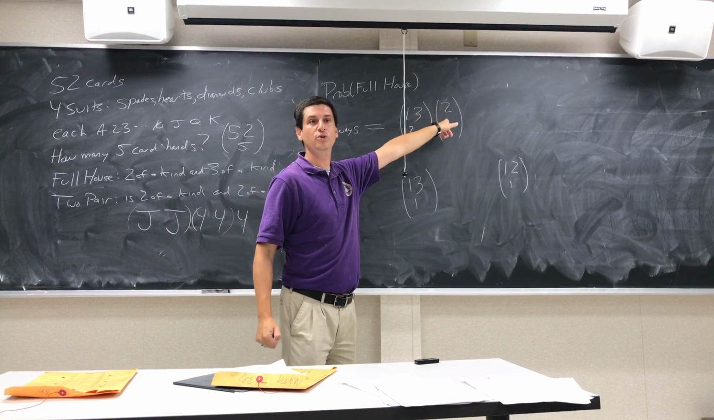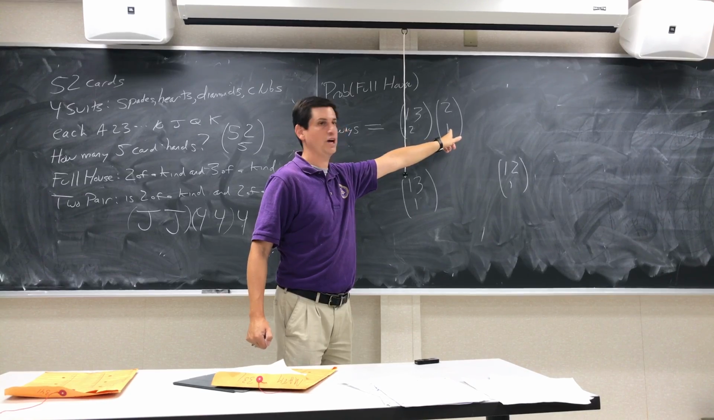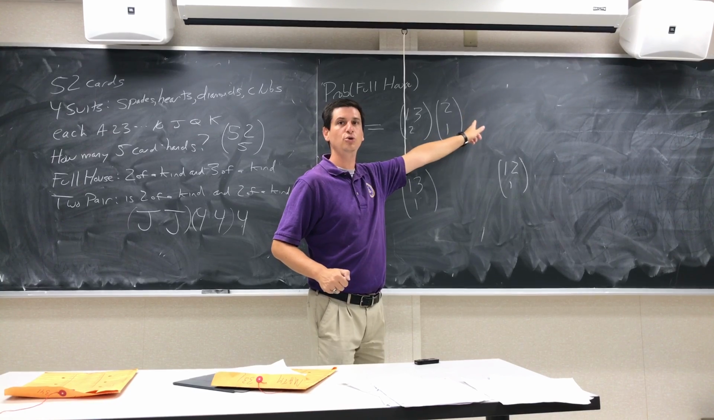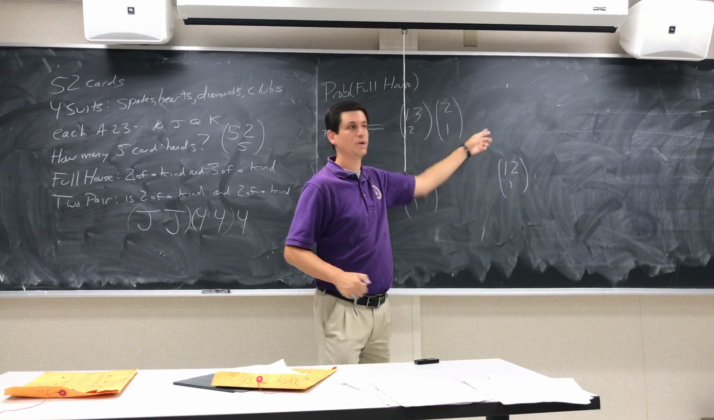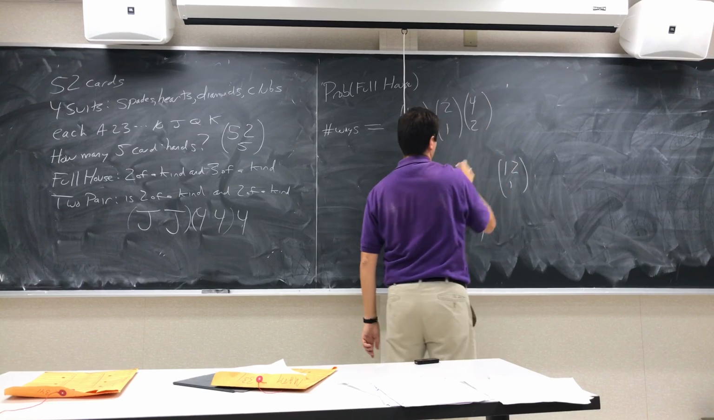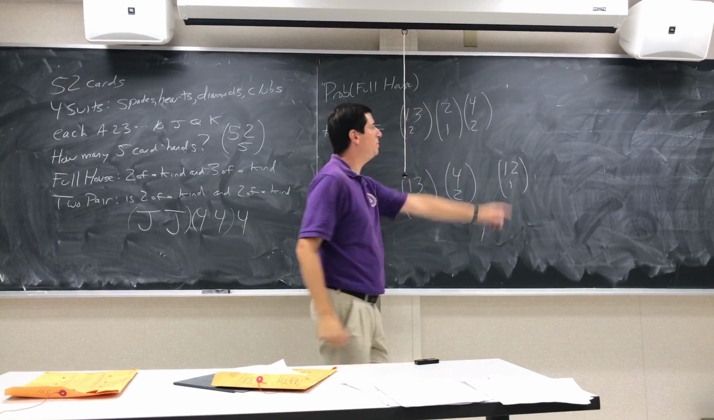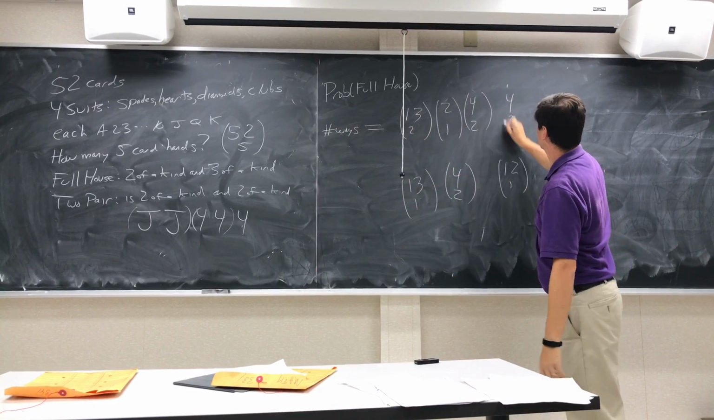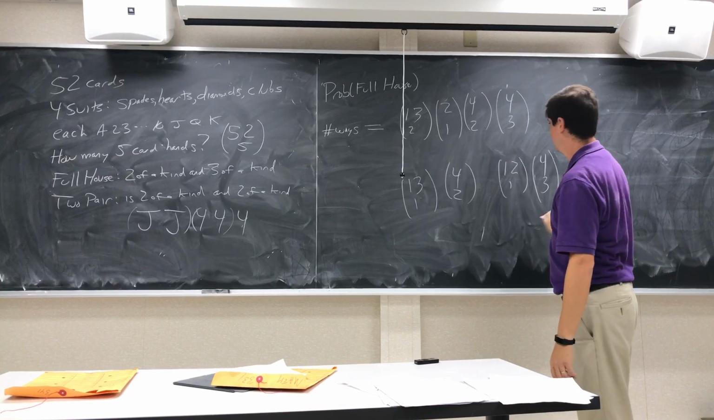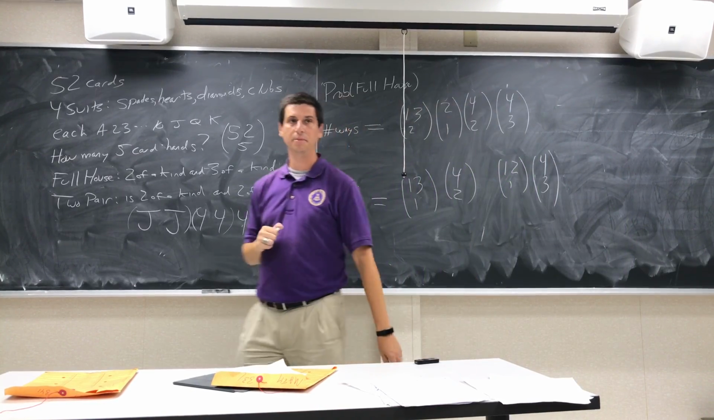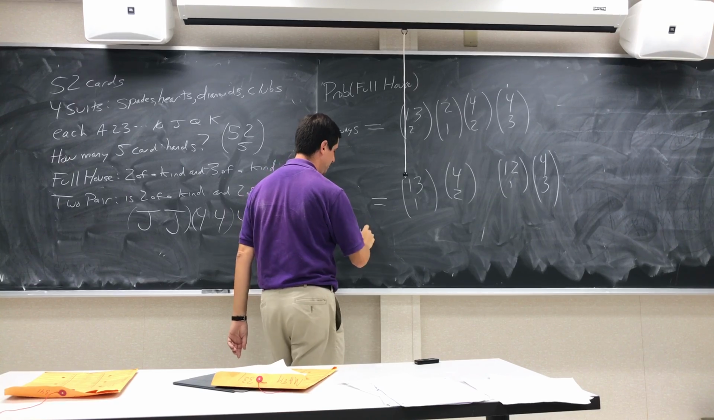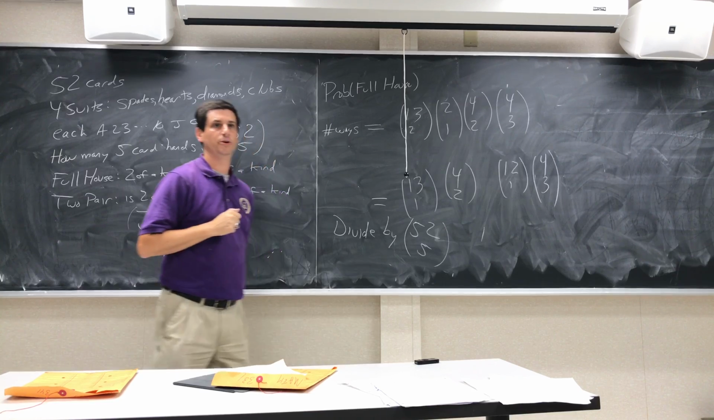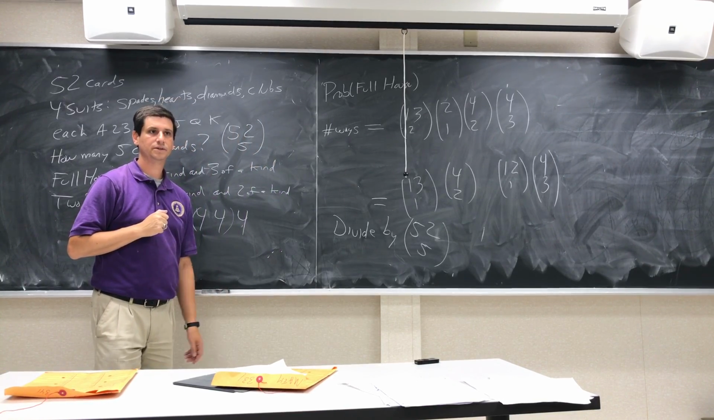All right, I've chosen my 2 numbers. Maybe I chose jacks and 4s, and the jacks are going to occur twice, and the 4s are going to occur 3 times. How many ways are there to choose 2 of the jacks? 4 choose 2. And now, how many ways are there to choose 3 of the 4s? 4 choose 3. So these 2 will be the same. And then all you have to do is divide by 52 choose 5. And that will give you the probability. Okay.